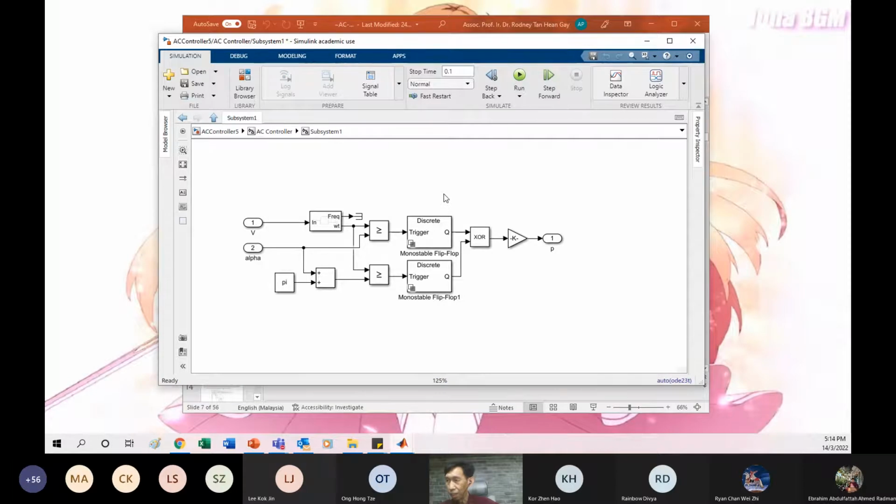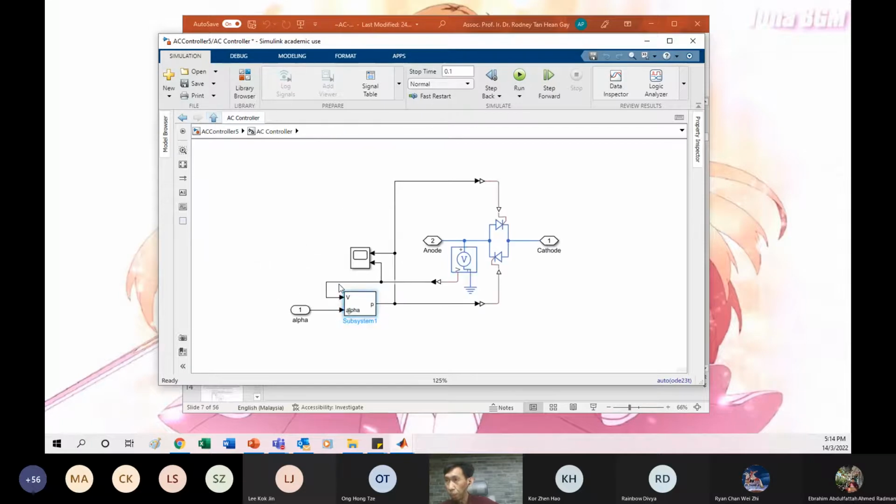I'm not sure what is the best way. This is one of the ways, a bit complicated, but never mind. Just to show you the concept and the importance of the PLL here.